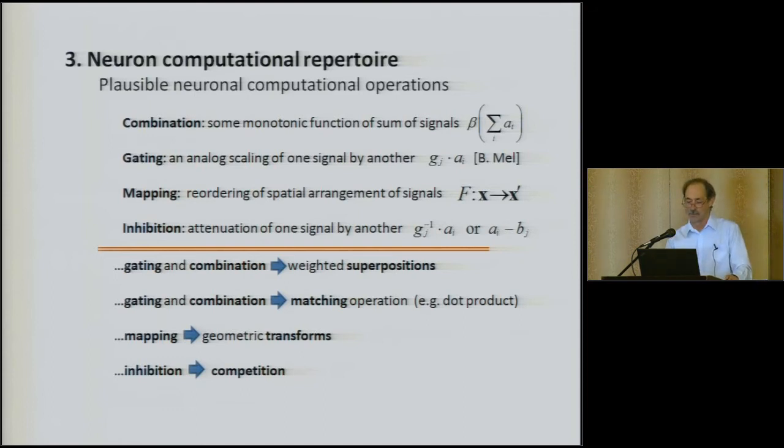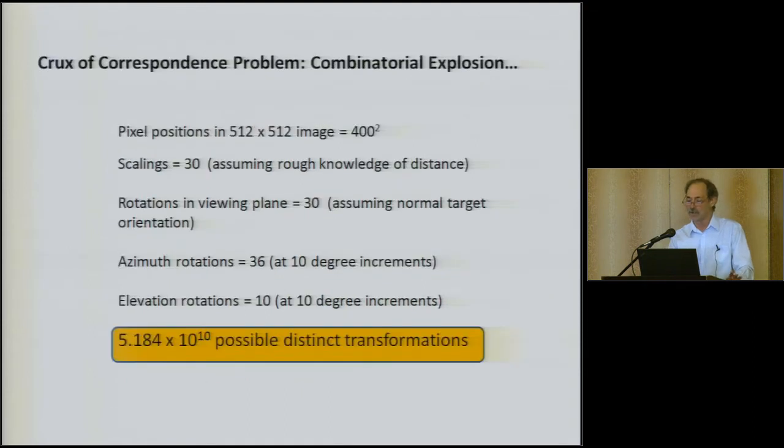find solutions. The crux of the correspondence problem, why it's always been a problem, of course, is the combinatorial explosion. So if you take a typical image and 30 scalings, 30 rotations, 30 azimuth and 30 elevation rotations, you've got a space of 10 to the 10th possible distinct transformations, not tractable.